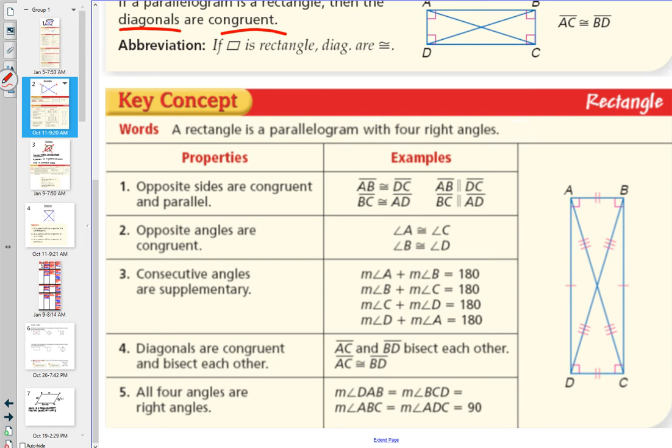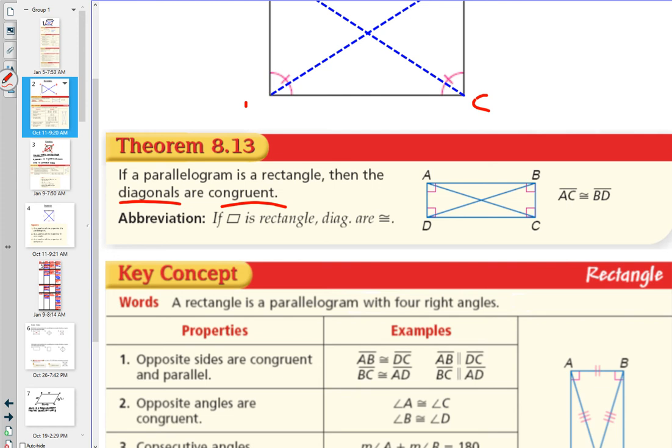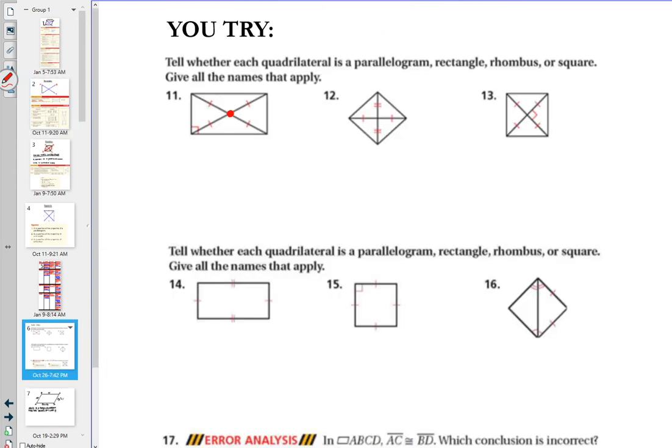4 right angles. Yeah, you know what? I take it back. They don't have to show you all 4 because think about it. If this is 90, this has to be 90 as well, right? Because opposite angles are congruent. And then if consecutive angles are supplementary, what do I have to add to 90 to get 180? Also 90, yeah. So, yeah, this is a rectangle. Could it also be a square? No, because then all the sides would have to be congruent.